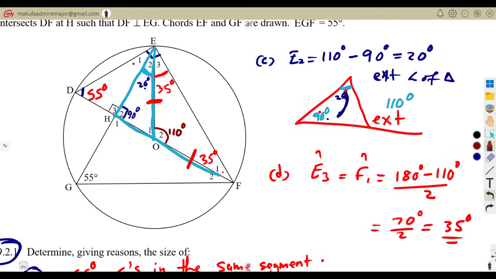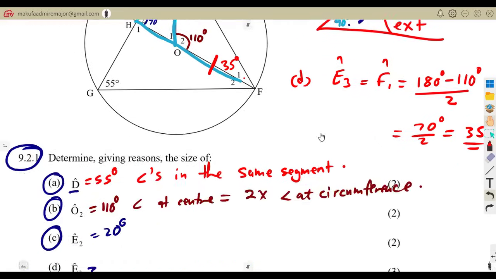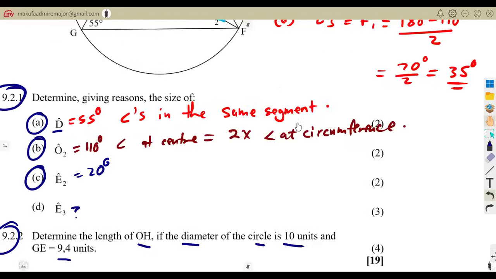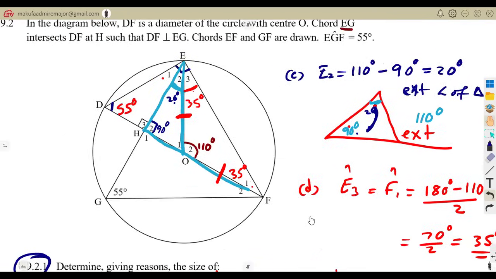Just like that. We're talking of angles inside of a triangle. That's the reason that you can put them. All right. On another question, they want you to determine the length of OH. If the diameter of the circle is 10 units and GE is 9,4 units, determine the length of OH.